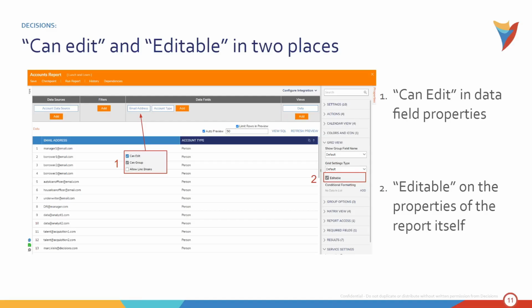So when enabling editing in a report, you want to make sure that you can enable it in two places. You need to make sure that the entire report itself is editable. That'll be in the properties panel on the right side there, number 2. And then you want to make sure that each field that you want the user to be able to edit, you select the option for can edit when you click it and go into the properties panel.